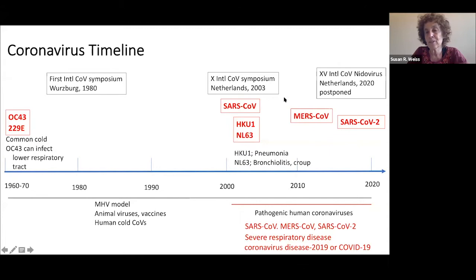And then this year, the 15th International Coronavirus meeting, now called the Nidovirus meeting, was to be held in the Netherlands in the same place as the 2003 meeting, only this meeting was postponed because of SARS-CoV-2. So it's just kind of an eerie coincidence to me that each of these meetings was going to be held in the same place, just at the same time as the emergence of one of the SARS viruses. So hopefully this meeting will be held next year.